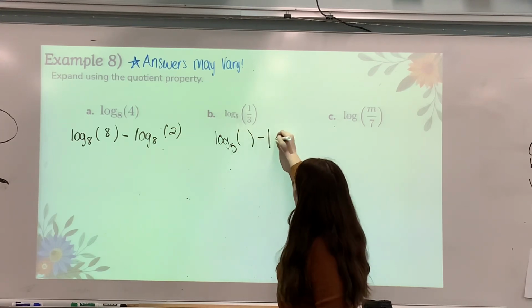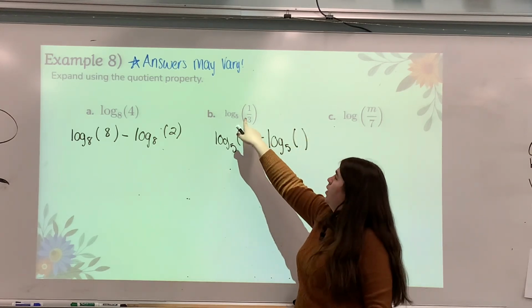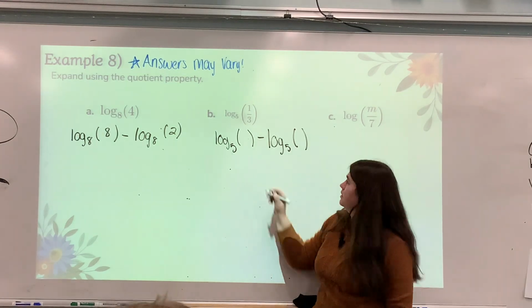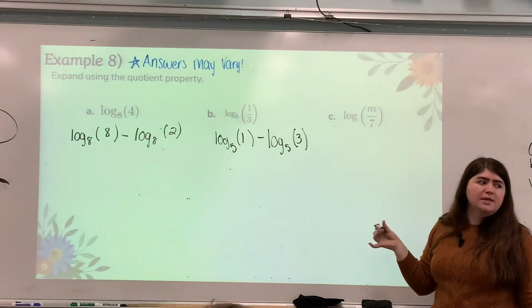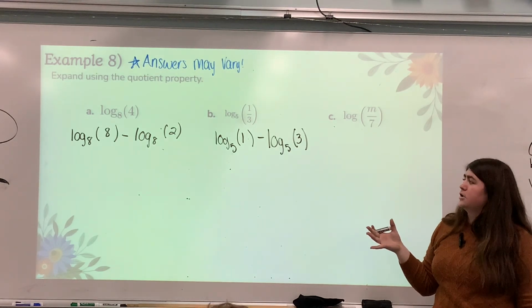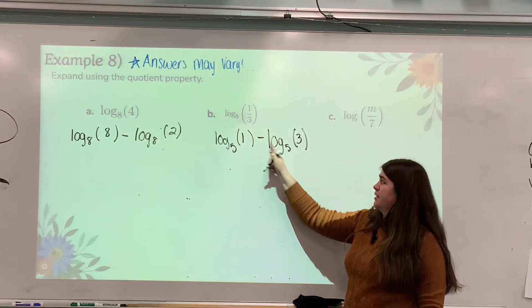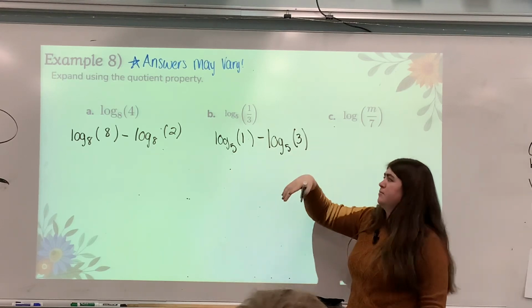And we're trying to subtract because we're dividing. So what divided by what is equal to 1/3? 1 divided by 3. Is there anything else that we could put in there? You could do 3 minus log base 5 of 3 minus log base 5 of 9. 2, 6. Lots of options.